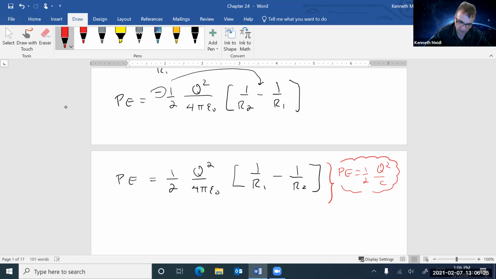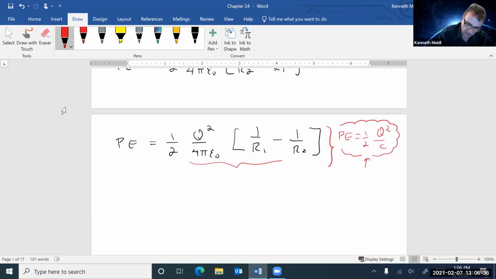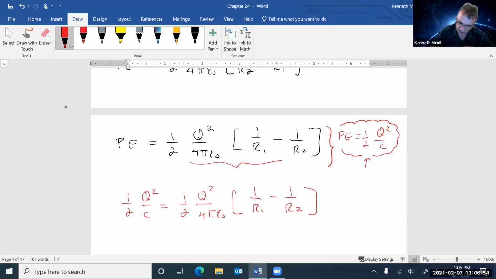Yeah, so this is for the system that we've got, and this is kind of in general. And so I think what I'm going to do is set those two things equal to each other. That I have a 1/2 q squared all over C equals a 1/2 q squared, and then there's a 4 pi epsilon 0, and the rest of this business with the difference between the sides, how far the plates happen to be.